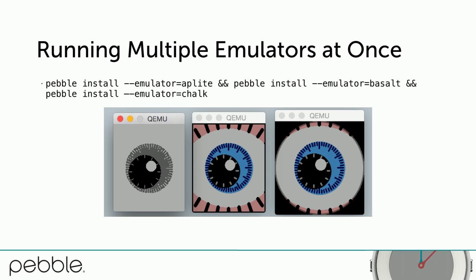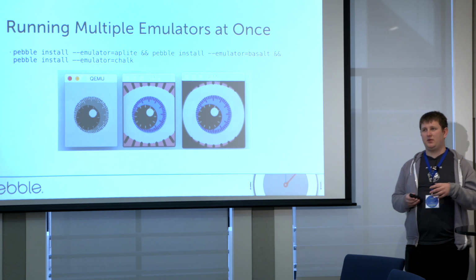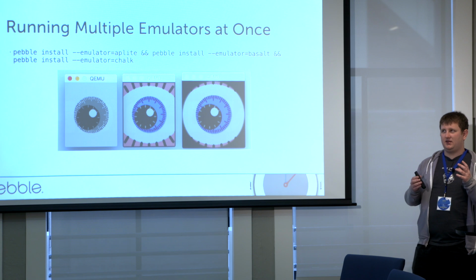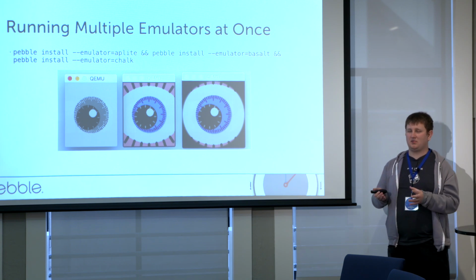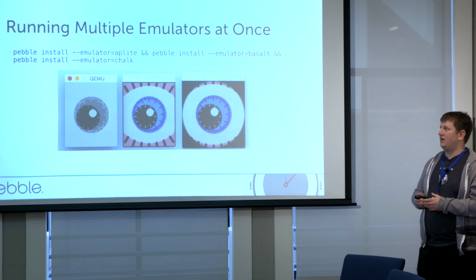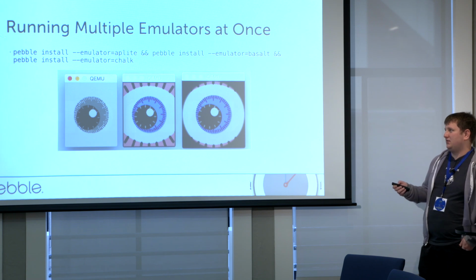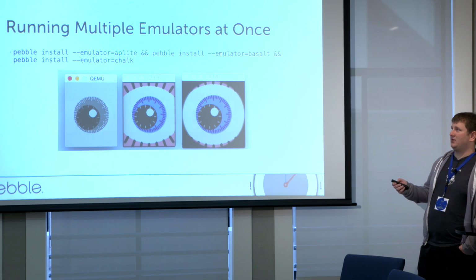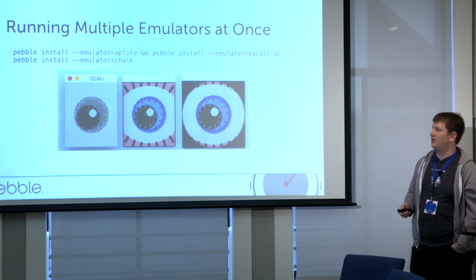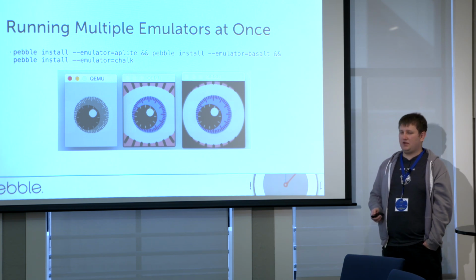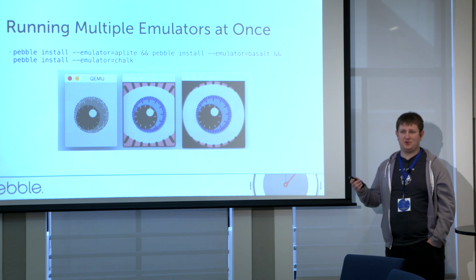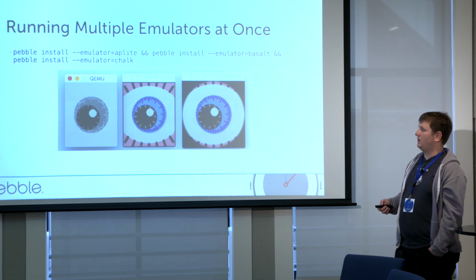It's kind of just an extra interesting point. You can run multiple instances of the emulator for the different target platforms so that you can see your app running on all 3 platforms at the same time, and this can help in testing what your app looks like on all the platforms and see them side by side. The way you do that is you just run the pebble install --emulator command, giving it Aplite, Basalt, and Chalk with each instance. That'll open 3 QEMU windows, and you can see your app running on all 3 platforms.